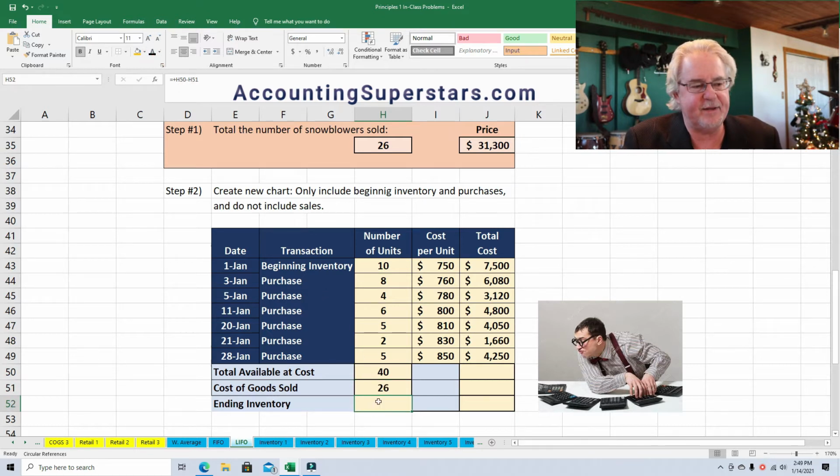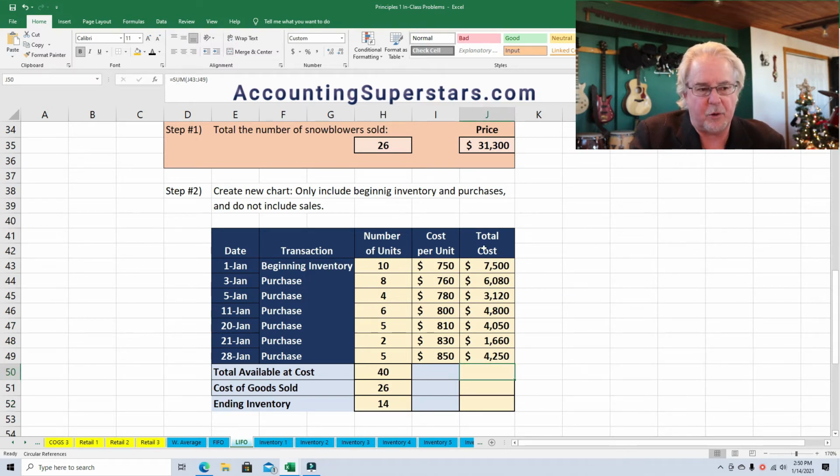And therefore, ending inventory has got to be, well, 14. In other words, if you have 40 snowblowers available to sell and you sold 26, you probably have 14 left. There we go. Now, we don't need to do anything with the middle column here, but we'll do the same thing with the last column, total cost. So for total available at cost, all we're going to do is add up the total column, folks. Just add it up. There we go, 31,460.